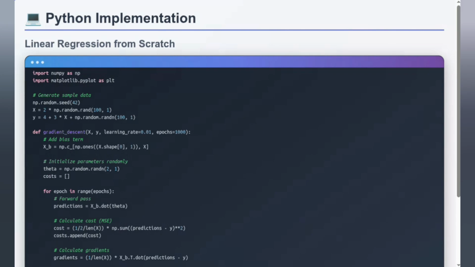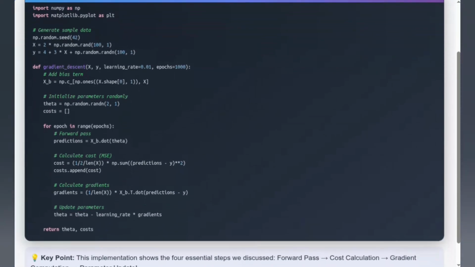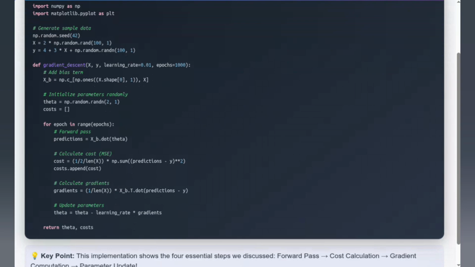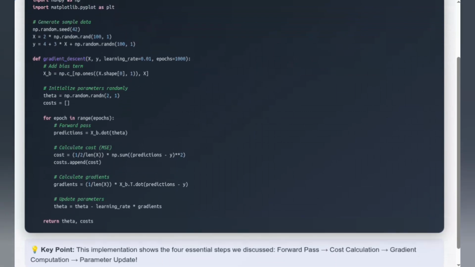Now, let's get our hands dirty with some Python code. I'll show you how to implement gradient descent from scratch for linear regression. First, let's import our libraries and create some sample data. Now, let's implement the gradient descent algorithm.